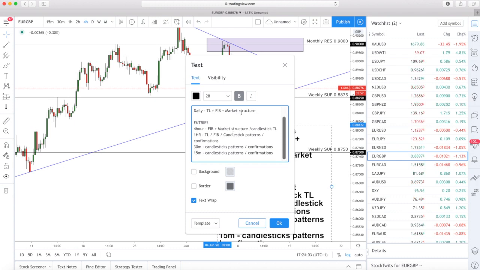So market structure on the daily. Then on the 4 hour, this is where I'm really looking for entries. So Fibonacci, market structure, candlestick formations like patterns and stuff like that, and also using trend lines. The 1 hour, trend lines, Fibonacci, candlestick patterns, confirmations. So these 4 here, like I say, these are where I'm putting them all together and looking for entries. They all line up.